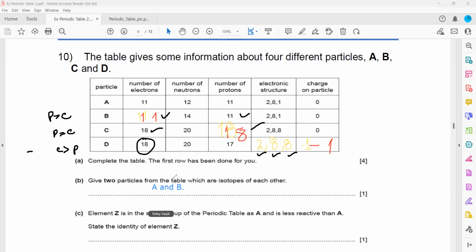Give 2 particles from the table which are isotope. To be an isotope, they should have same number of proton but different number of neutron. So you can see A and B have the same number of proton, but they have different number of neutrons.